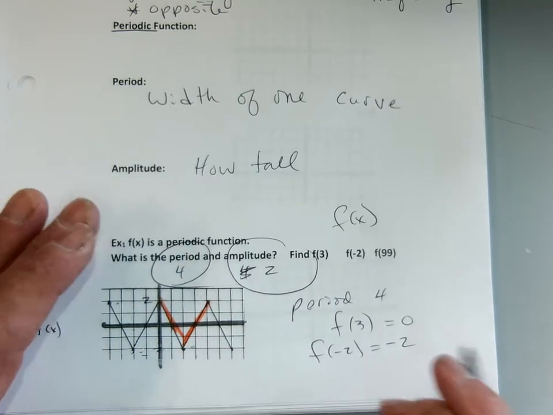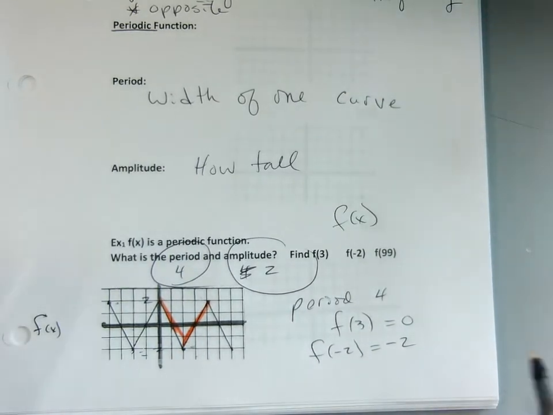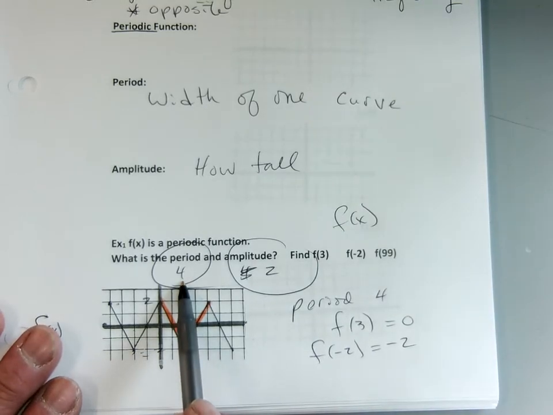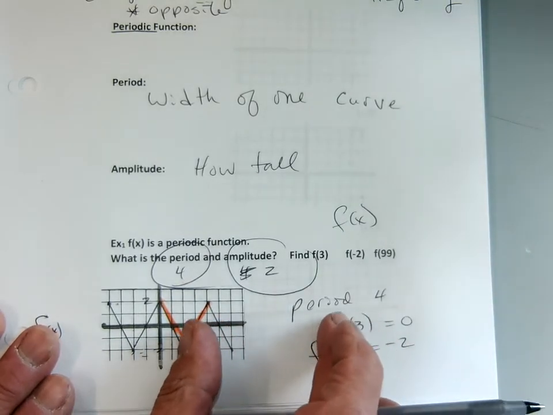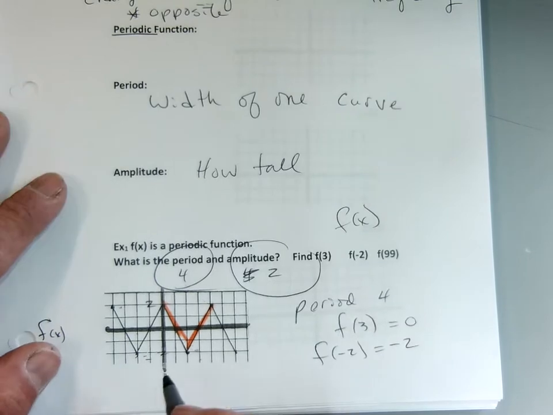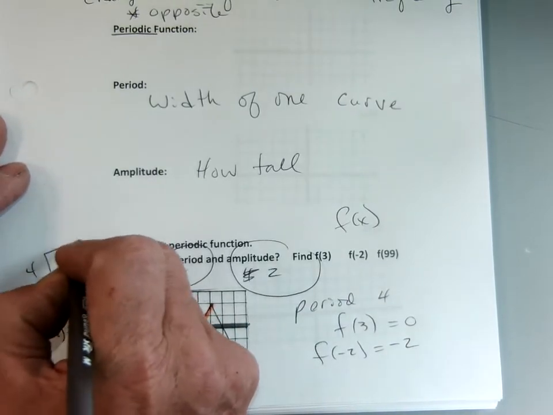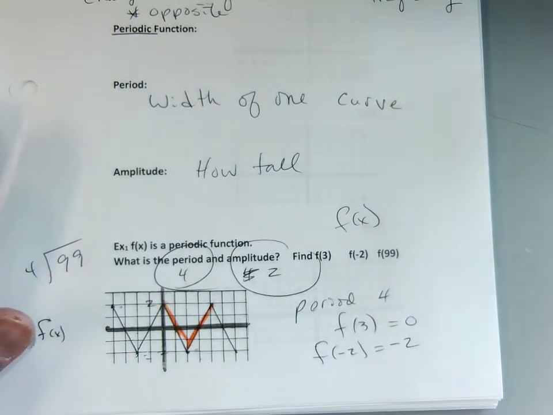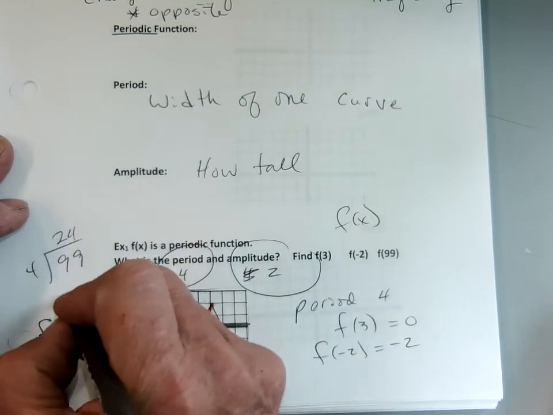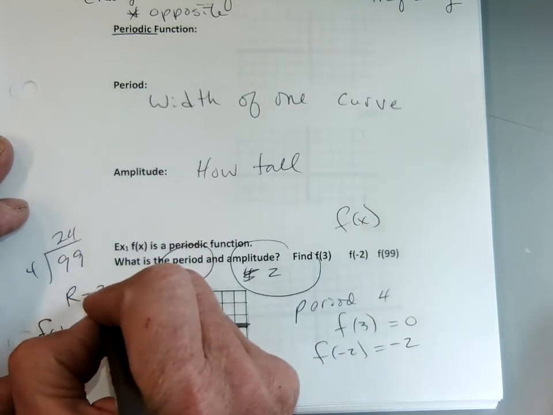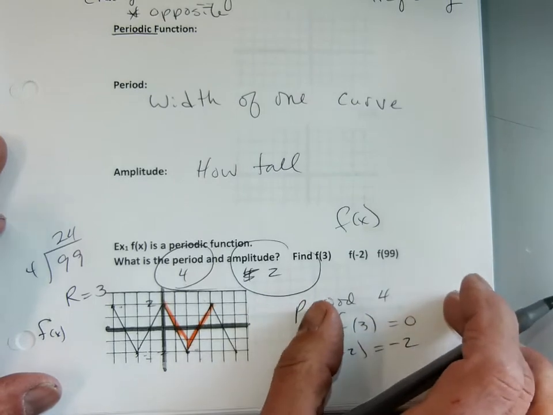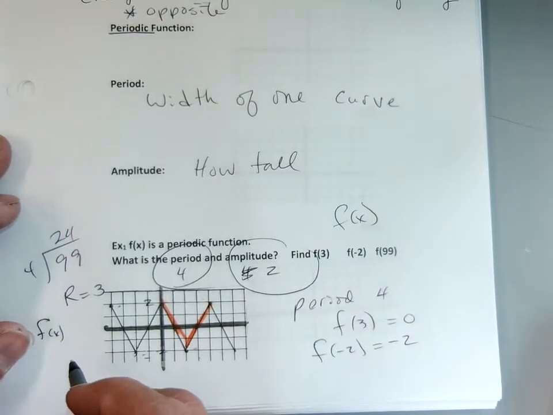f of 99, Lauren, you're totally correct, because this repeats. Every 4, this repeats. So we can slide the whole curve back if we just take our period, which is 4, and divide it into 99. So how many times does 4 go into 99? 99 divided by 4 is 24 with a remainder of 3. So if you slide the whole thing back, it was a remainder of 3.